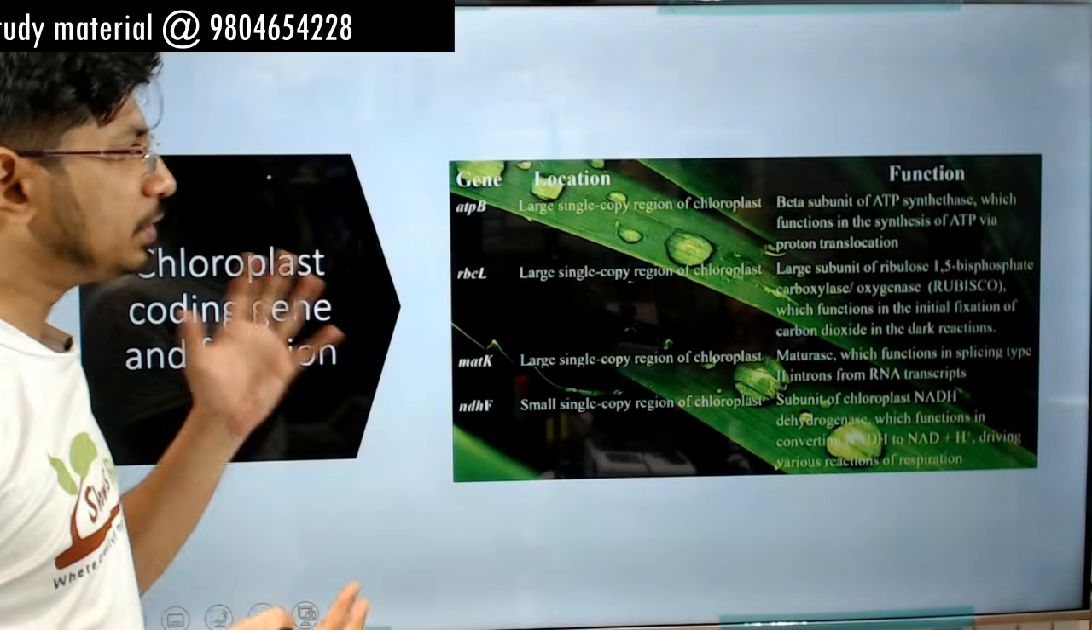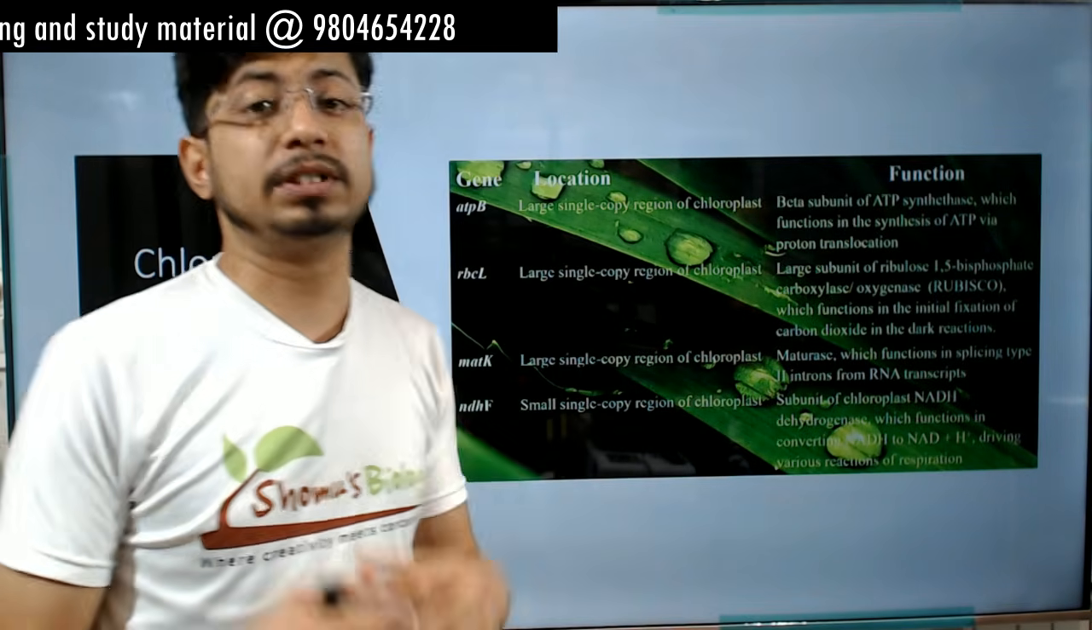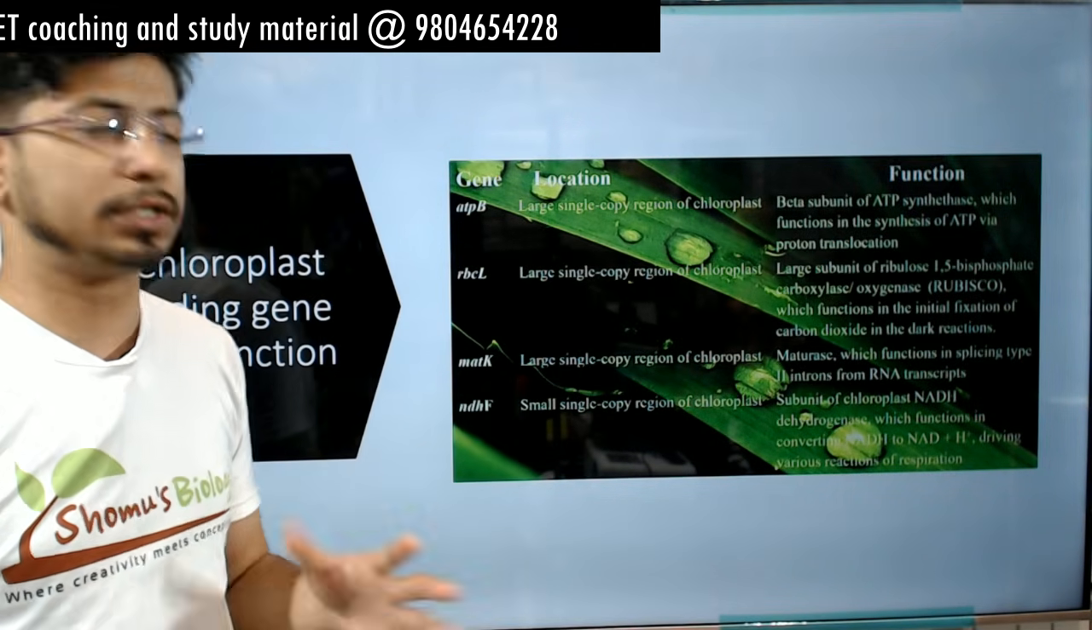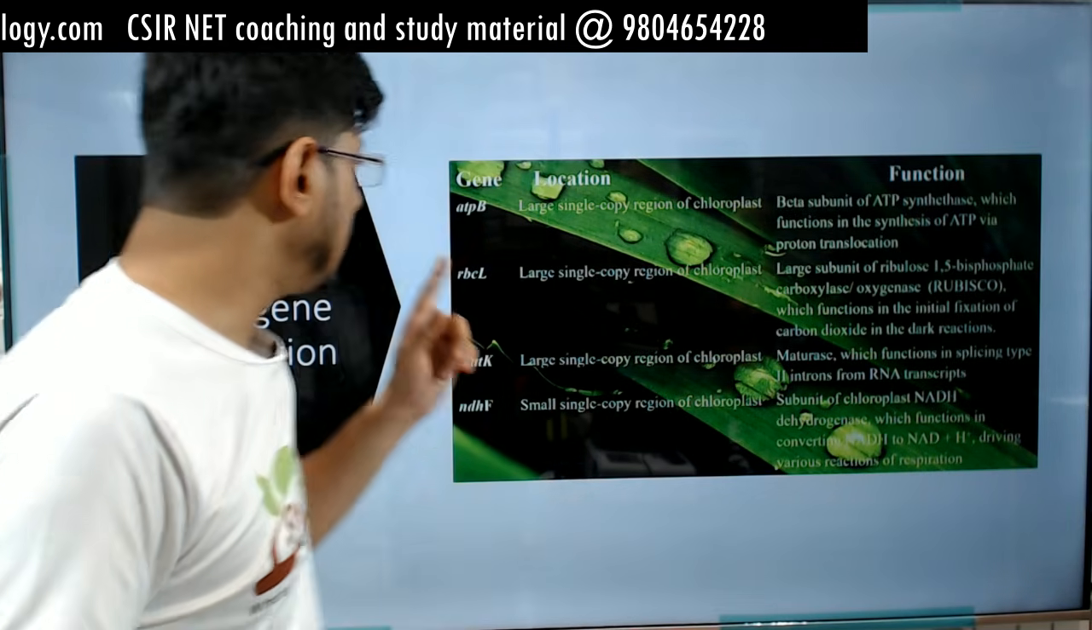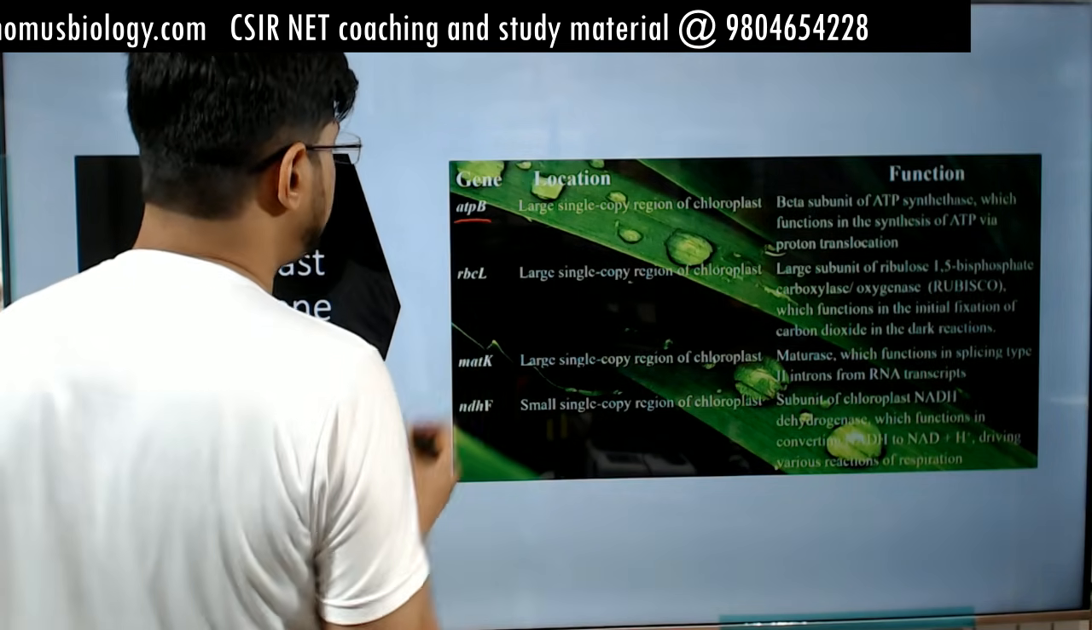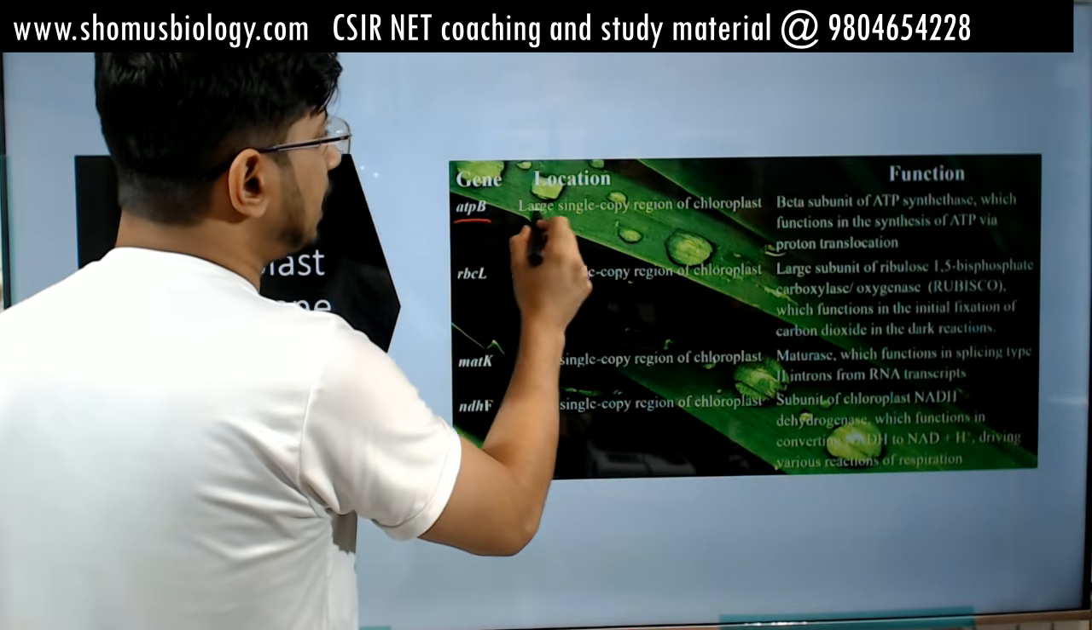Now there are a few genes that I have listed here, which I found really important in terms of their function, which you can remember and think about. The rest of the 100 genes you don't need to go for. So there are 4 genes listed. ATP-B gene. ATP-B gene's location: large single copy region.